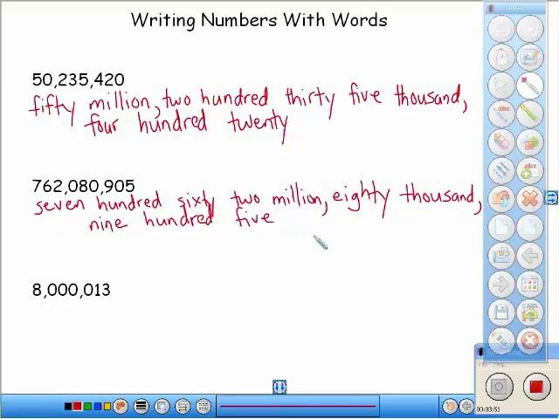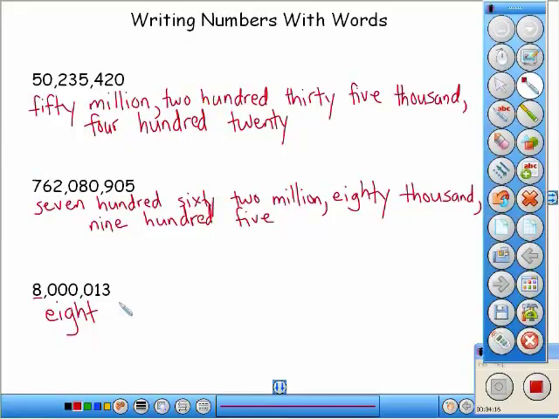All right? Let's try the last one. Remember, we're going to say the number, say the place, say the number, say the place, say the number. So this last one, how do you say that? Well, of course, 8. And what place is that in? This right here is in the millions place. 8, so we're going to write million, comma, because I got a comma in the number.